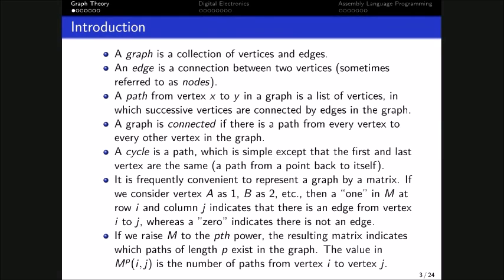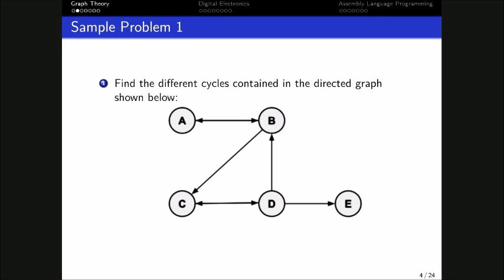If we go to the next slide, this is our first problem, finding the different cycles contained in this directed graph below. One of the ways we can look at it is to start with each different vertex, right? If we start from vertex A over here, the only place vertex A can move to is vertex B, right? And then vertex B can go back to A. So that's one cycle right there.